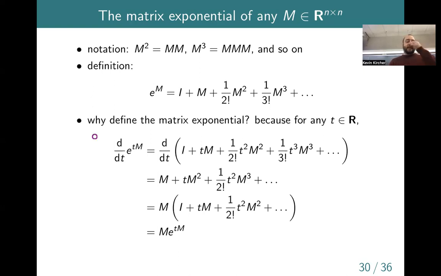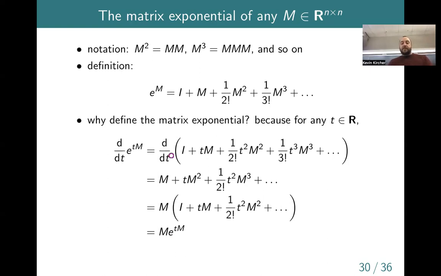So why do we define this thing? It shows up in the same way that the exponential showed up in our derivation of the solution for first order linear scalar differential equations. The matrix exponential shows up in the solution for the vector valued ones. We define it because of this relationship: if we take the derivative of e to the tM with respect to t, we get back M times e to the tM. So it looks just like the scalar case, right? The derivative of e to the at is just a e to the at.